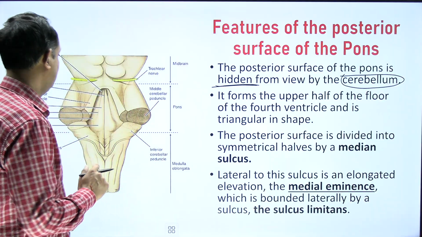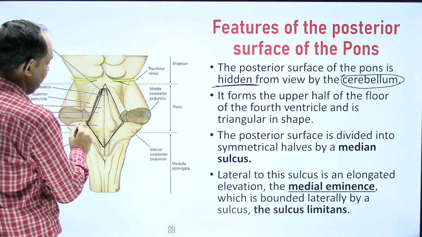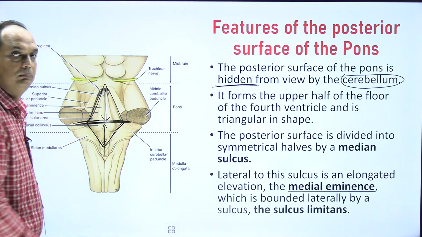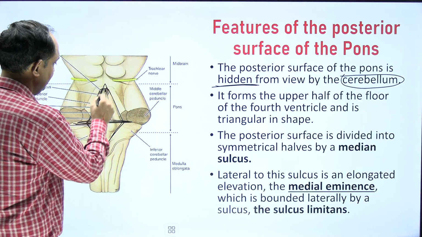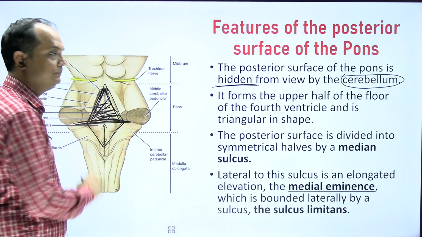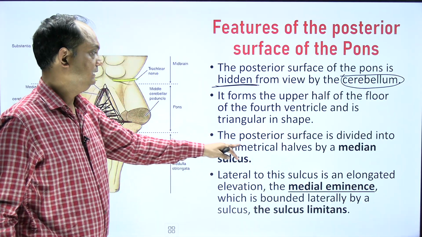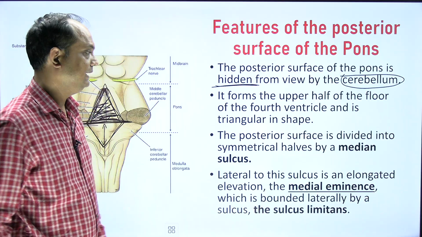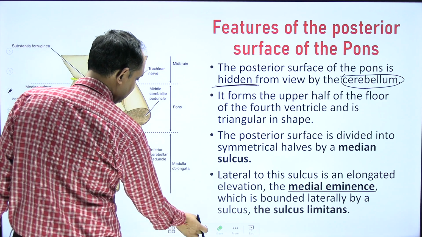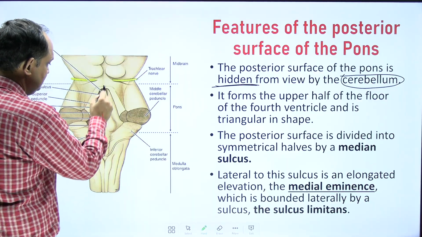Now what is the total formation? If you see this rhomboid area, it is formed in the upper part by the pons and in the lower part by the medulla oblongata. The upper part of the fourth ventricle is basically present in the posterior surface of the pons. Now the floor of the fourth ventricle is divided symmetrically into two halves by the median sulcus. So where is the median sulcus? If you look at the fourth ventricle, you will find a line in the midline, and this is known as the median sulcus.